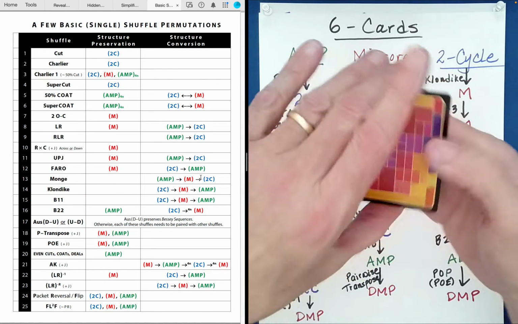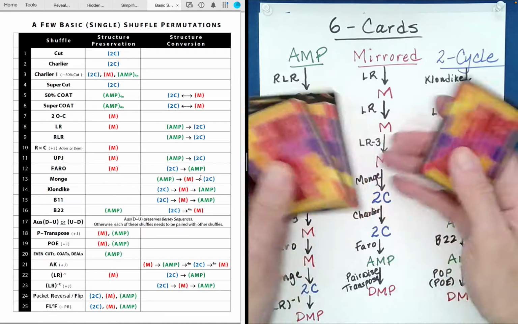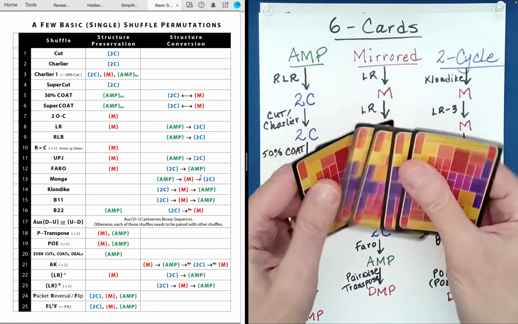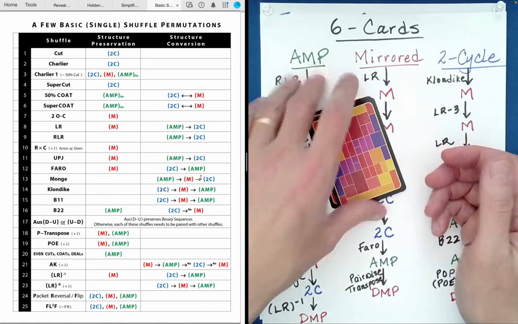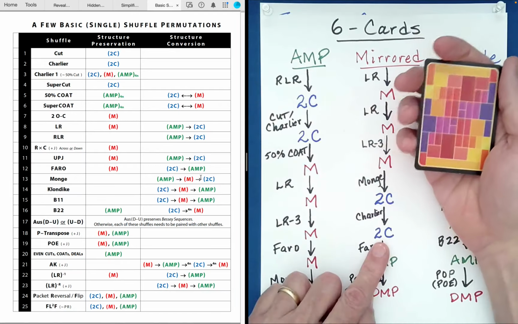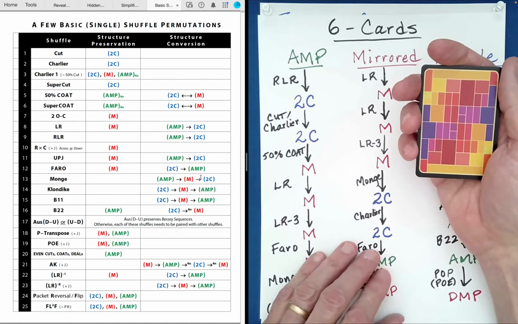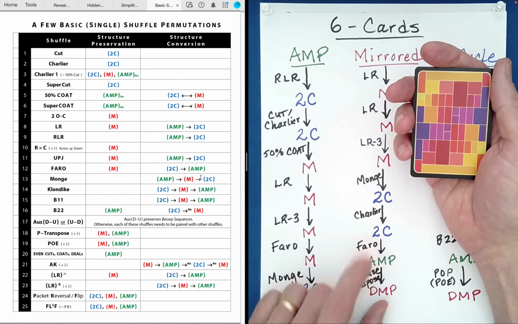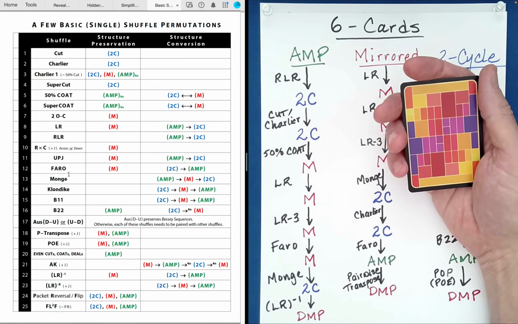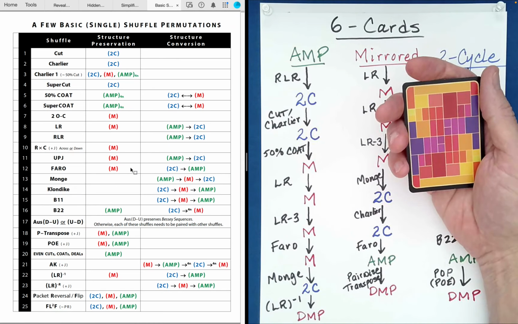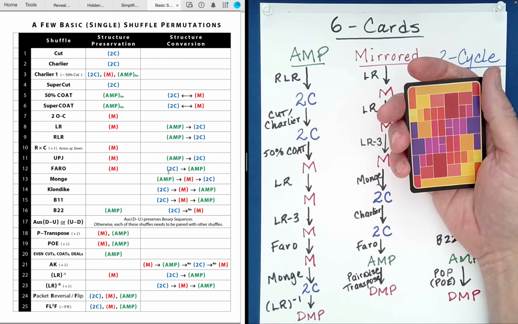Well, once it's a 2-cycle, you can do the Chardelier shuffle, or just have the cards cut randomly by the spectator, okay? And so it's still a 2-cycle. A wonderful way to go from a 2-cycle structure to an AMP is to use the Pharaoh shuffle. So look here at line 12, the Pharaoh shuffle. It will take you from a 2-cycle to an AMP.